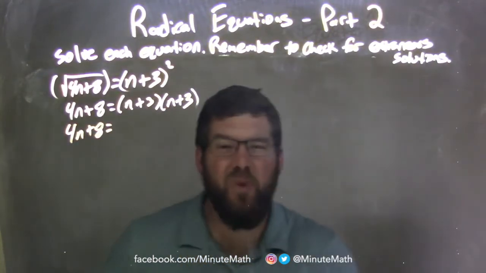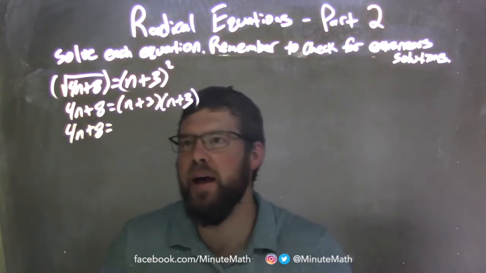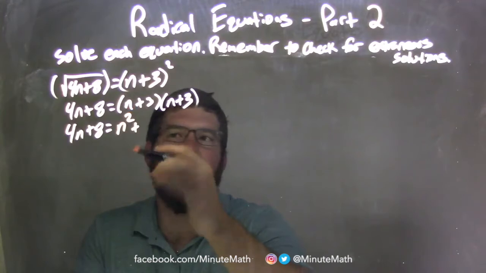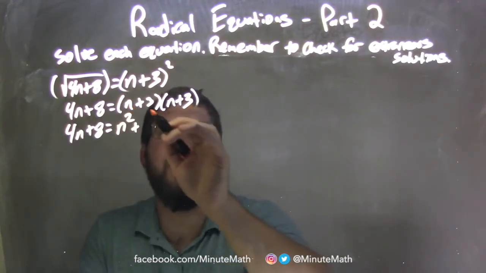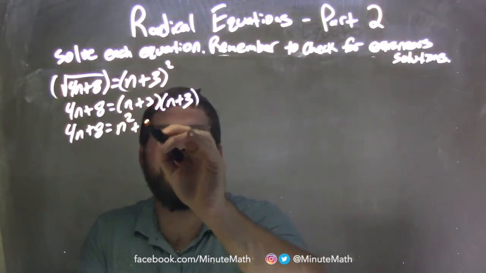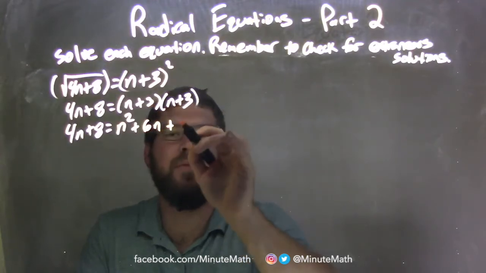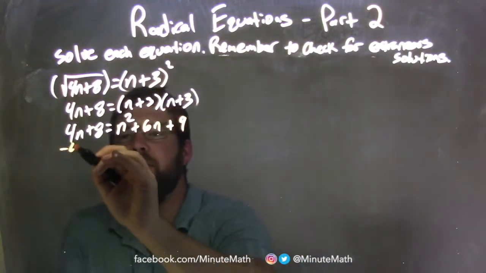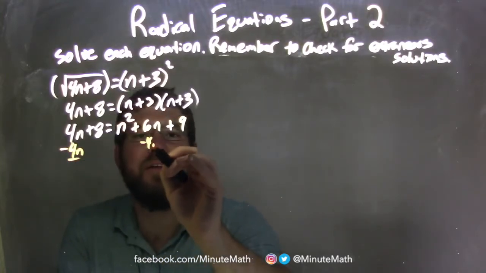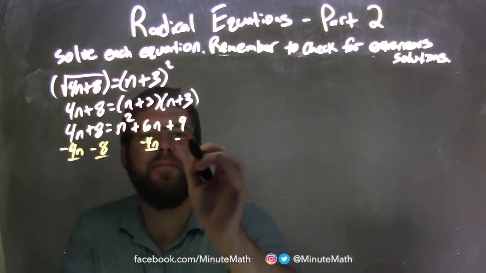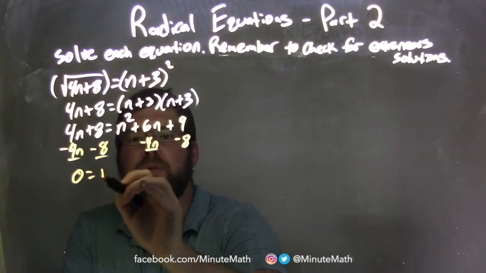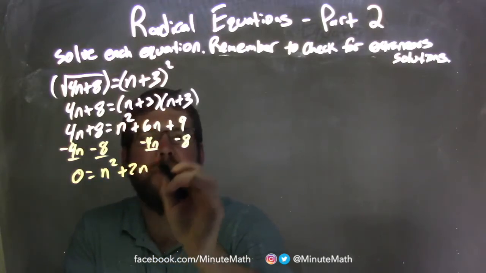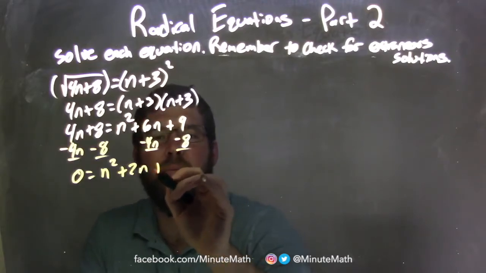You might have heard it as FOIL in school, right? First, outer, inner, last. N times n is n squared. You get better at this the more you practice it. N times 3 plus 3 times n is 6n. And then 3 times 3 is 9, okay? So from there, I'm going to subtract a 4n, bring everything over to the right-hand side, and subtract an 8. Leaving me with 0 equals n squared, 6n minus 4n, which is 2n, 9 minus 8 is plus 1.